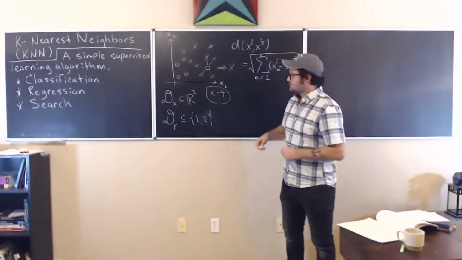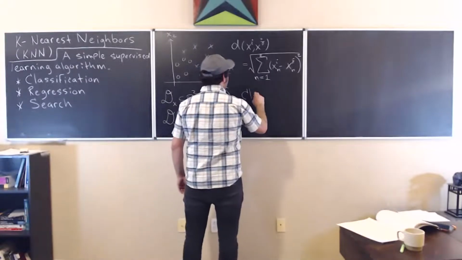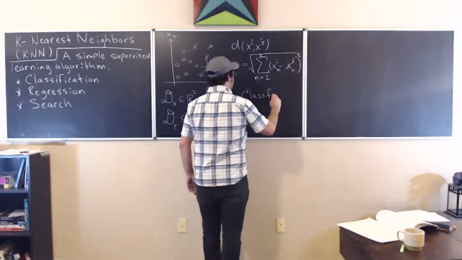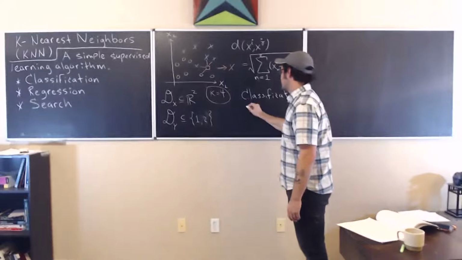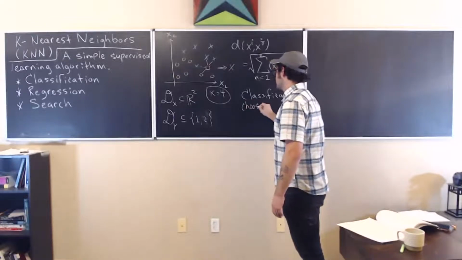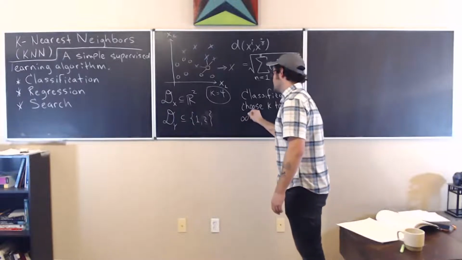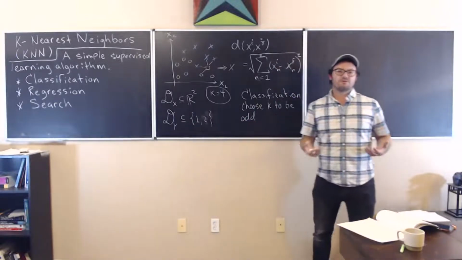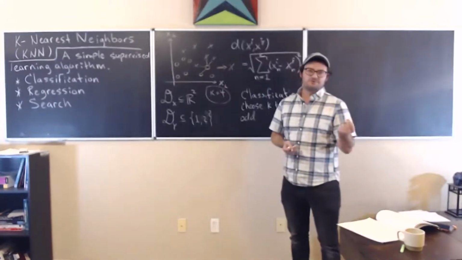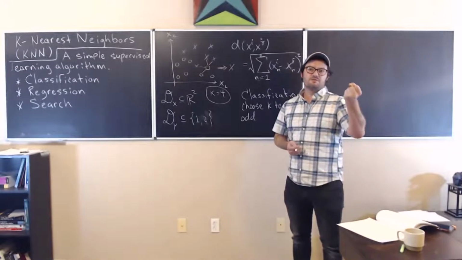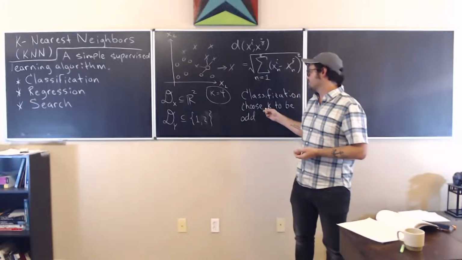Okay. So for classification, we're going to choose k to be odd, because that will break the ties that might happen. If you choose an even k, you might have two neighbors of class 1 and two neighbors of class 2. So in order to break that tie in classification, we typically choose k to be odd.